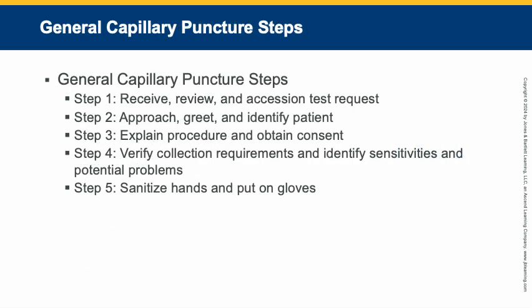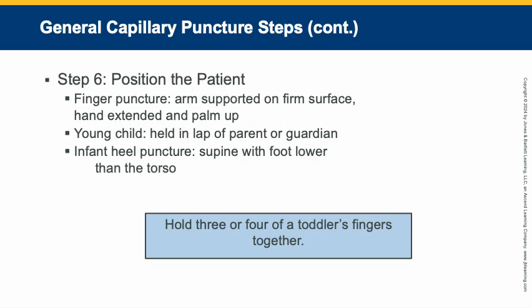Capillary puncture steps. Number 1, receive, review, and accession the test request. Number 2, approach, greet, and identify the patient. Number 3, explain the procedure and obtain consent. Number 4, verify collection requirements and identify sensitivities and potential problems. Number 5, sanitize your hands and put on gloves. Number 6, position the patient.